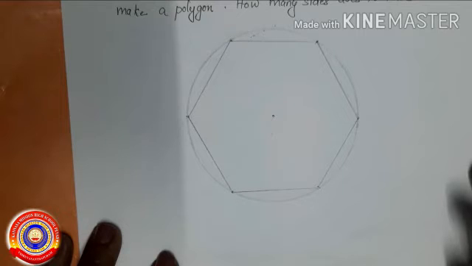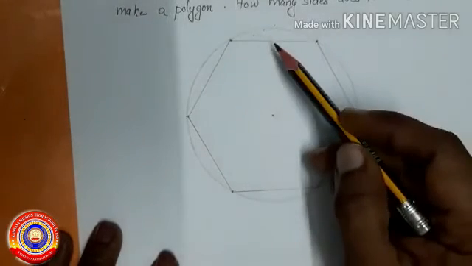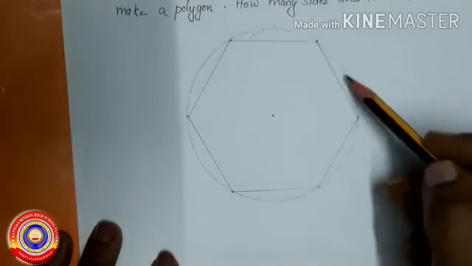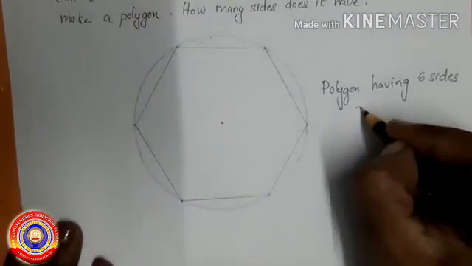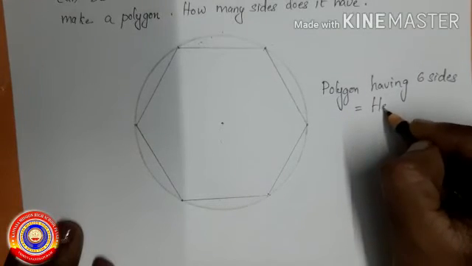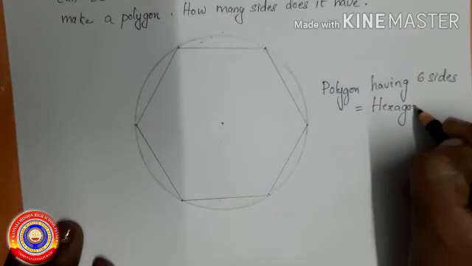Here is a polygon. How many sides does it have? 1, 2, 3, 4, 5 and 6. The polygon having 6 sides is a hexagon. Have you all understood this?